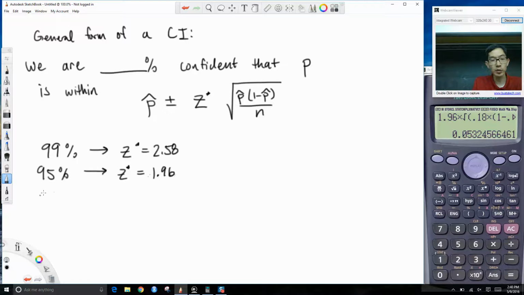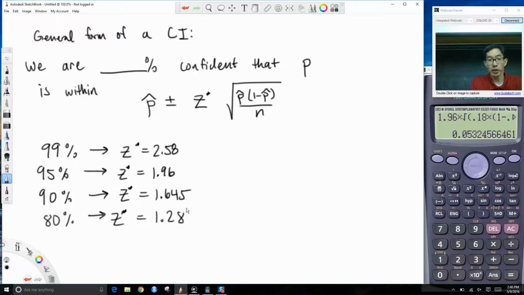Other common values: for 90%, z star is 1.645. And for 80%, z star would be 1.28, okay? And we could calculate basically any z that we need using that same picture. If you want a 96% confidence interval, you'd find 96% in the middle, 2% on each tail, and you'd find the corresponding z, okay?